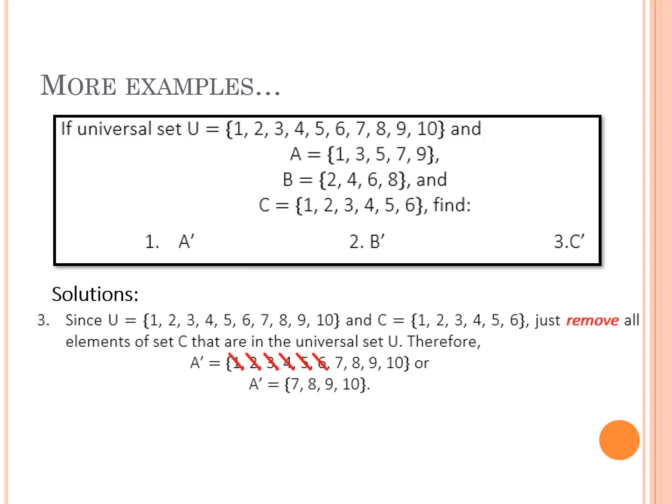Lastly, number 3, C prime. We are going to remove 1, 2, 3, 4, 5, and 6 from the universal set. And we are left with 7, 8, 9, and 10. Those are the elements of C prime or the complement of set C. So this should be C. We are getting the complement of set C.